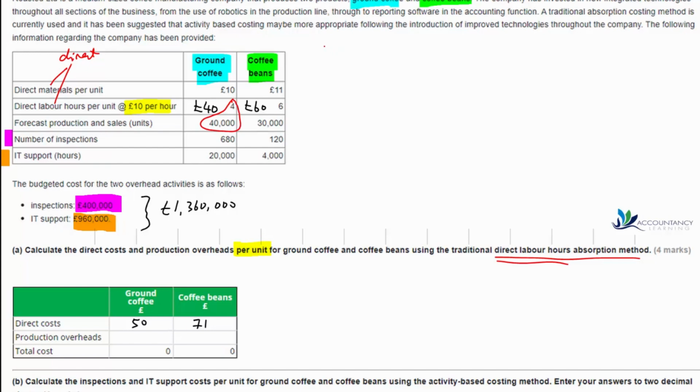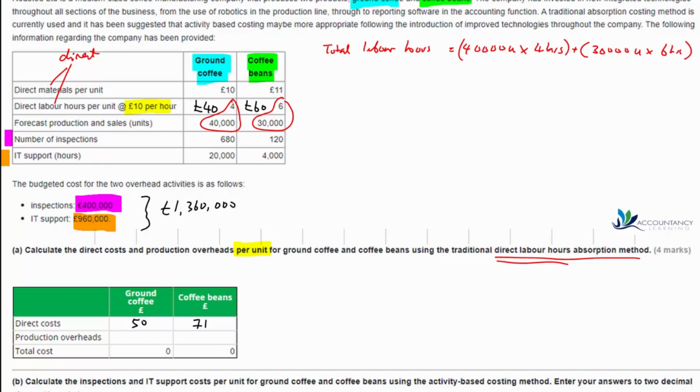40,000 units, but each unit will take 4 hours. And then also for the coffee beans, we're going to be making 30,000 units, and each unit takes 6 hours.